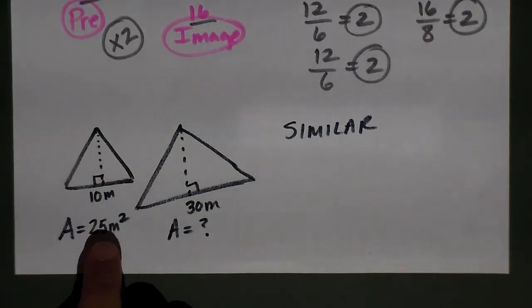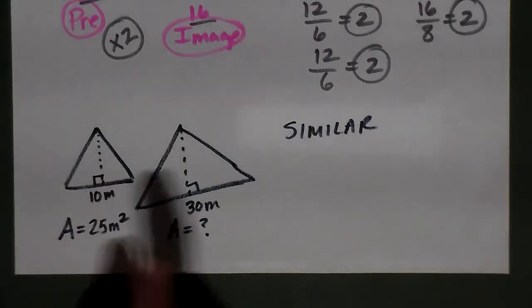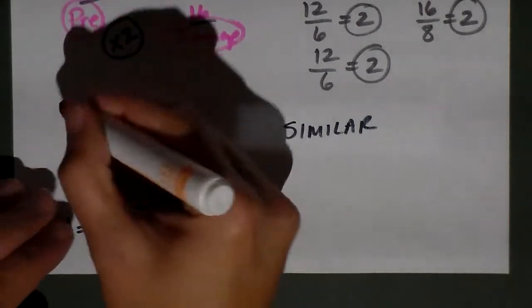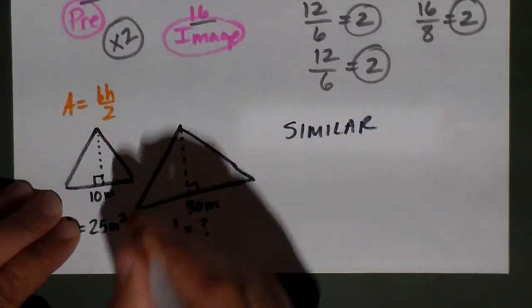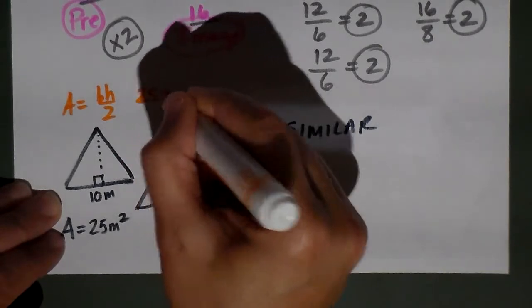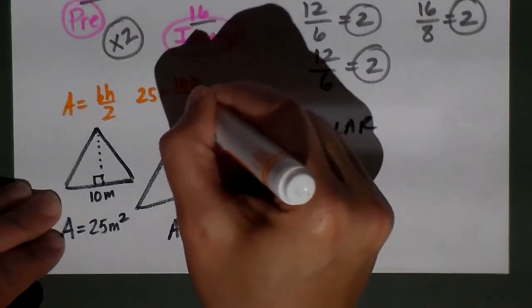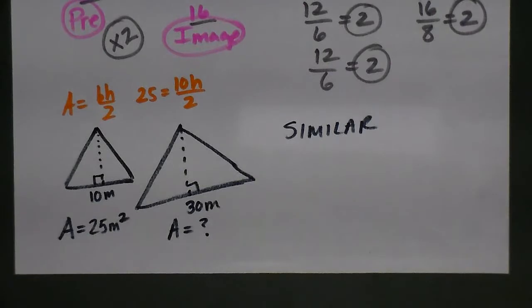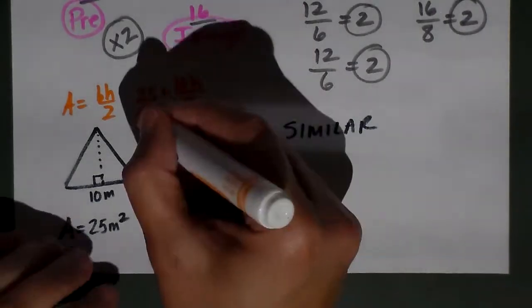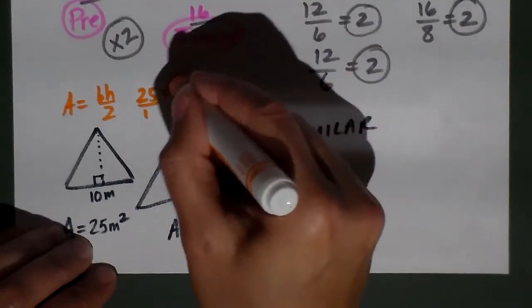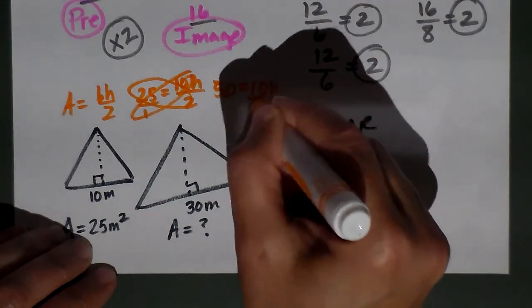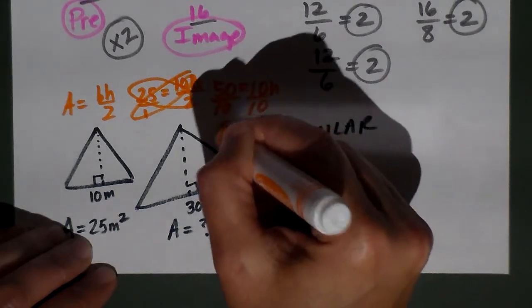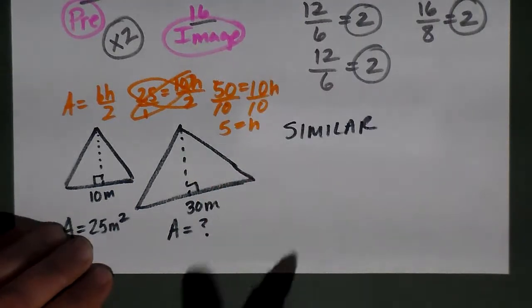The first one is I can plug in 25 and set that equal to the formula. The area formula for a triangle is base times height divided by 2. My area is 25, my base is 10, I don't know my height, and it's divided by 2. 25 over 1, you cross multiply, so 50 equals 10h. You divide both sides by 10. My height is now 5.